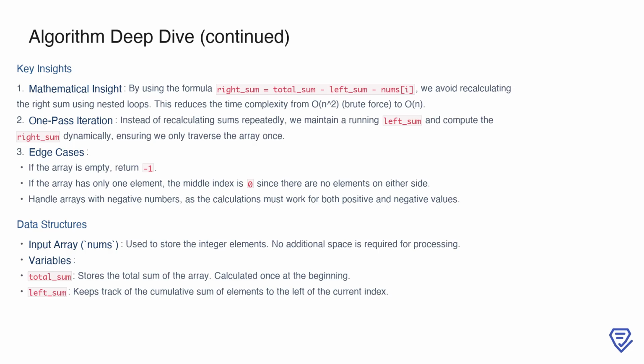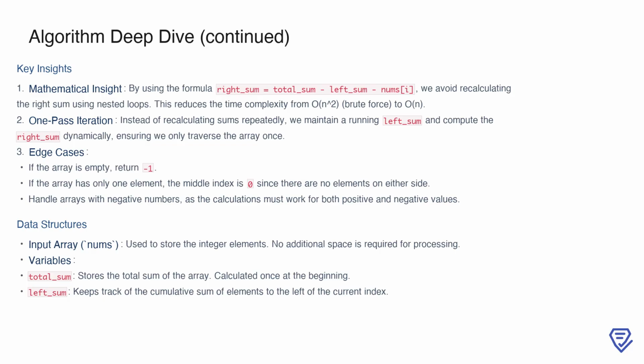First, the use of the formula for calculating the right sum dynamically prevents the need for recalculating sums in nested loops, reducing the overall time complexity to O(n). Second, the one-pass iteration ensures that we traverse the array only once, maintaining efficiency even for large input sizes.